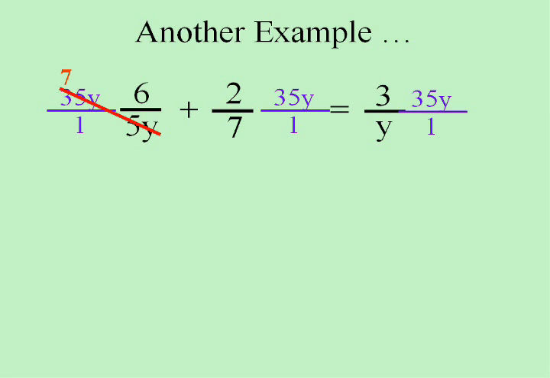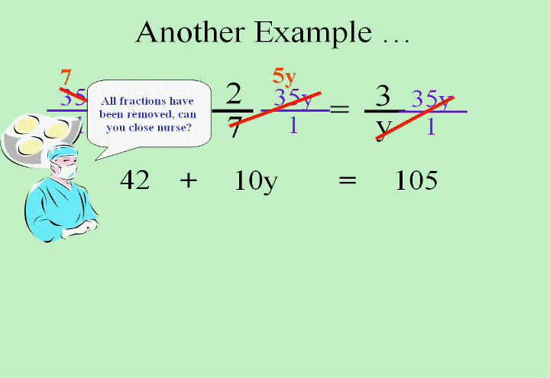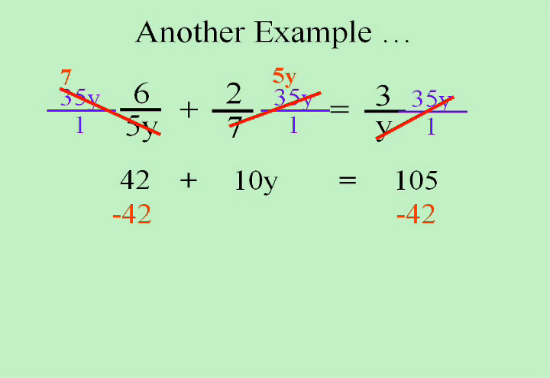Of course, the 7 times a 6 is 42. Nice non-fractional expression. 7 will cancel with 35y, leaving a 5y, and I'll get 10y. The y's are the only thing that cancel here. Look, you've got an equation with no fractions. Now, you should know how to solve this. Excellent. Let's subtract 42 from both sides to get y alone, and then divide by 10.